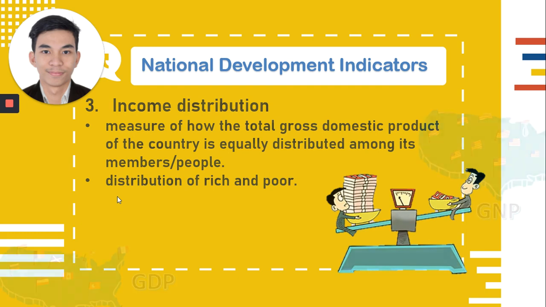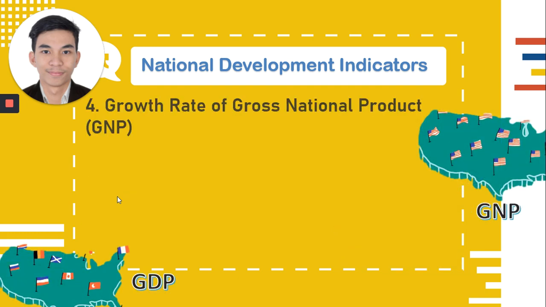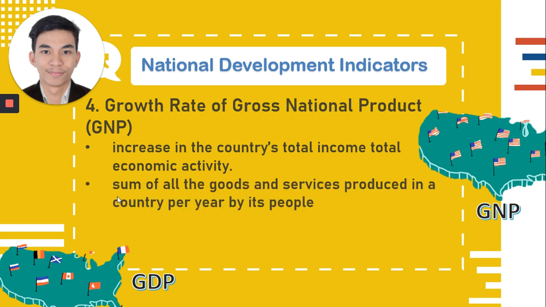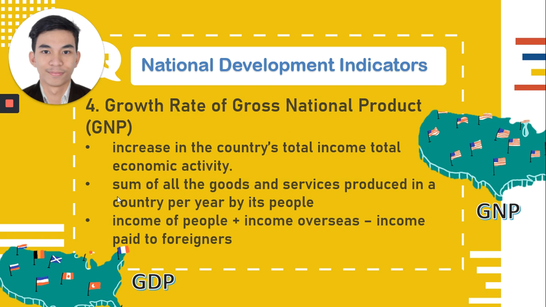Next, the GNP naman, which is the growth rate of gross national product. Gross national product refers to the increase in a country's total economic activity. GNP is the sum of all the goods and services produced in a country per year by its people. It uses the GDP plus the income of people working overseas minus the income paid to foreign citizens and entities.